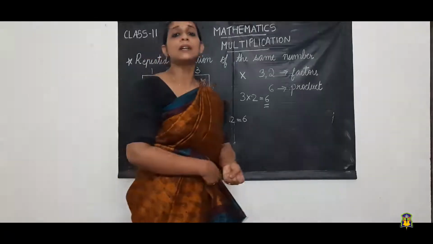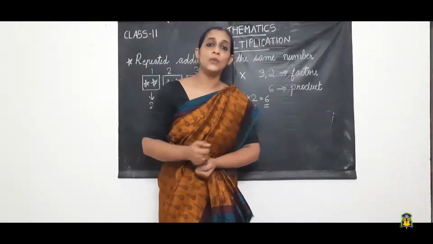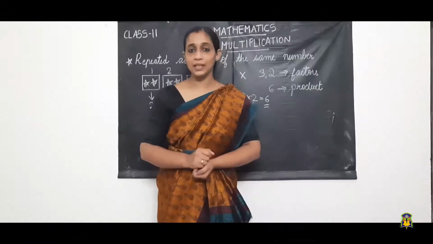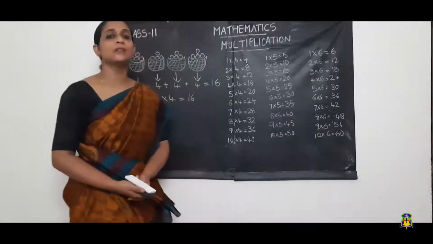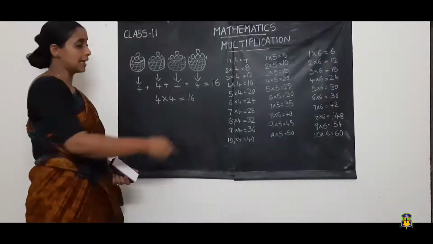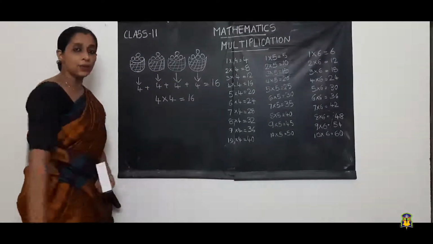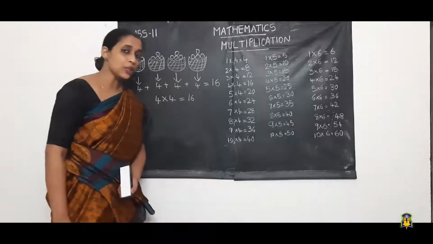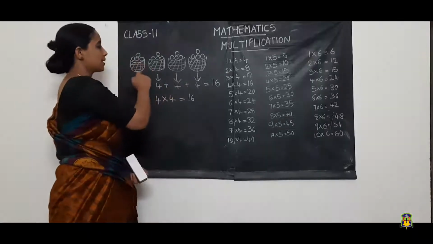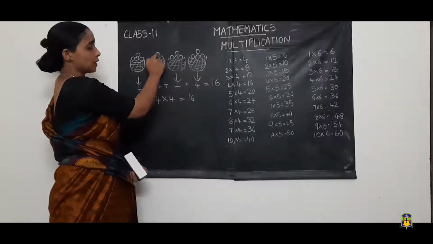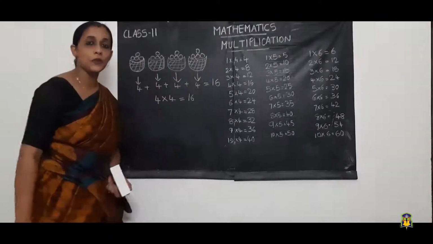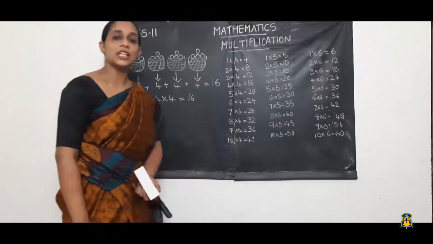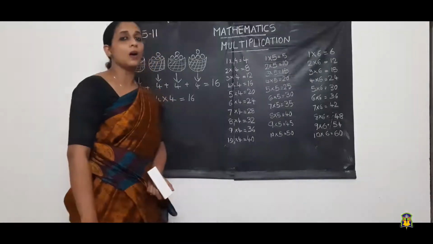Okay, so now let us learn the table of 4, 5 and 6. Now let us see the table of 4. Before that, see here we have 4 baskets and in each basket we have 4 oranges. 1, 2, 3, 4. 4 baskets are there and in each basket we have 4 oranges.